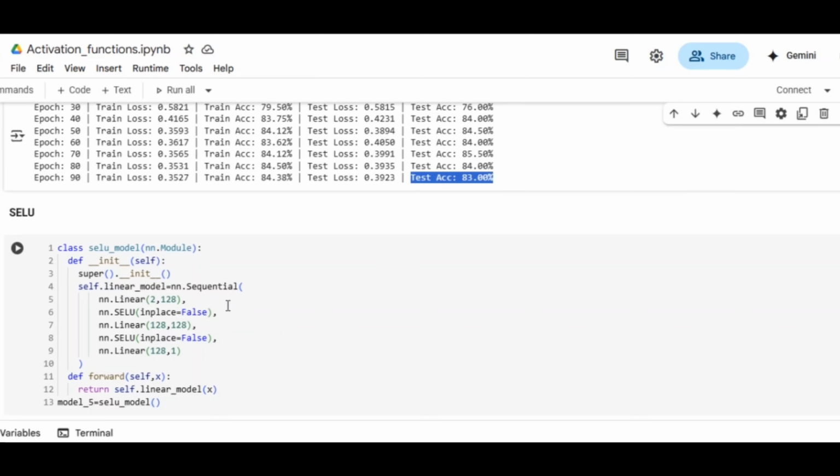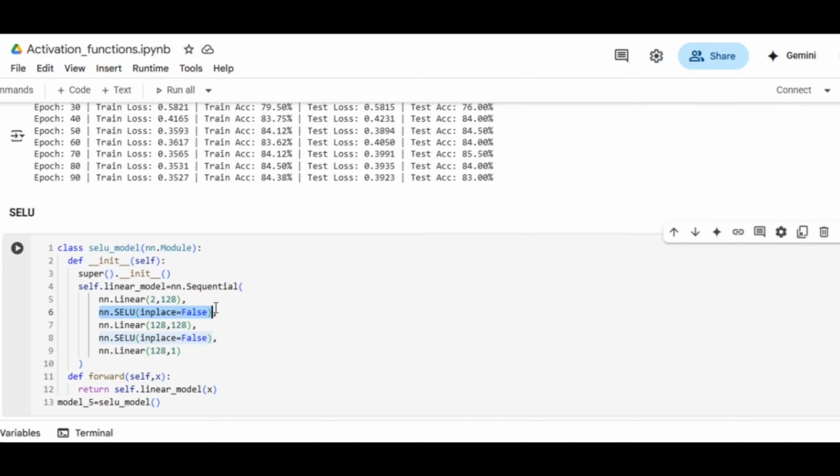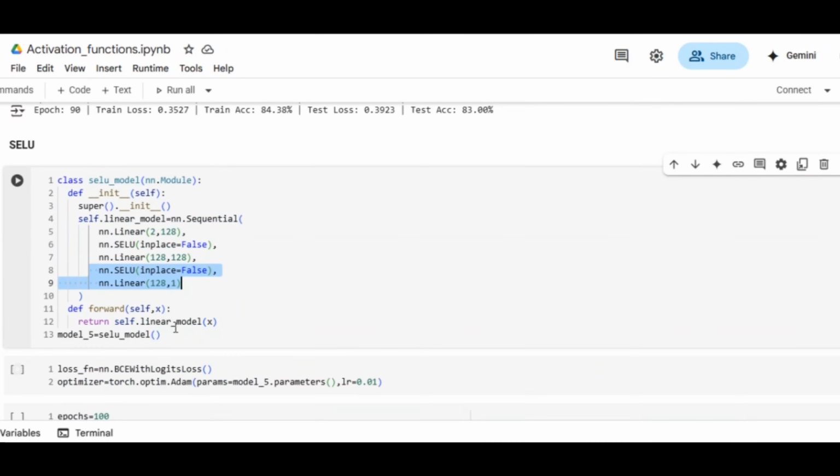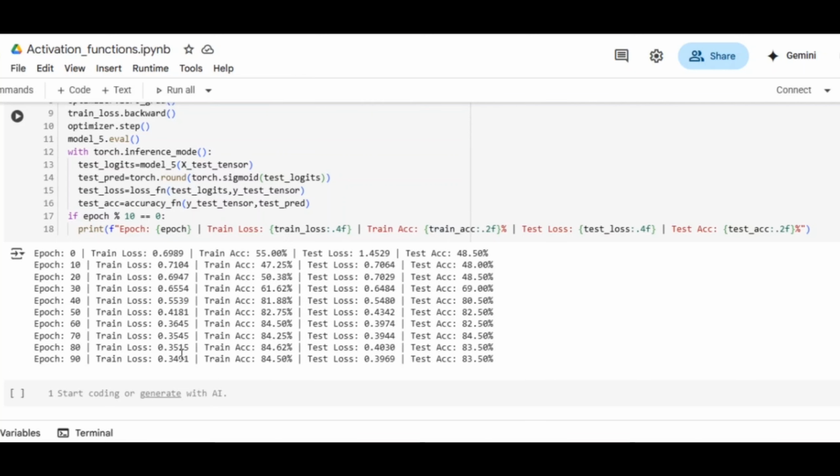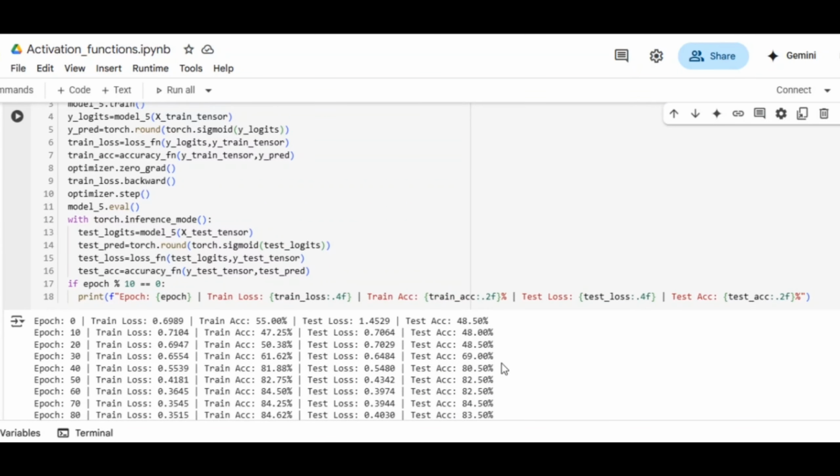Now I am choosing SELU activation function. In place of ELU activation function, you need to write SELU. This is my model with SELU activation function. Now I am running the entire training process, and at the 100th epoch I got around 84.50 and test accuracy is around 83.50. This is the implementation of all the activation functions including the ReLU activation function on the make circles dataset.